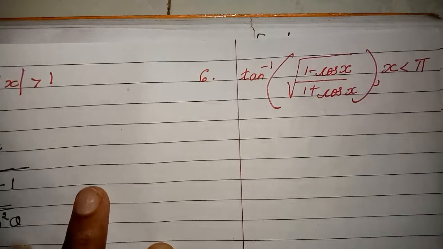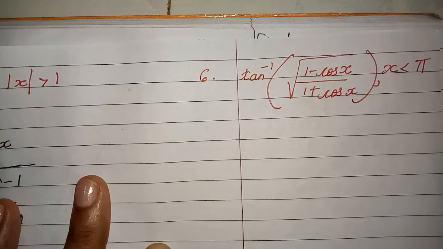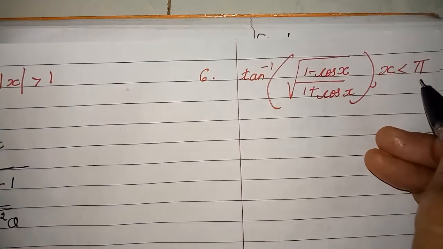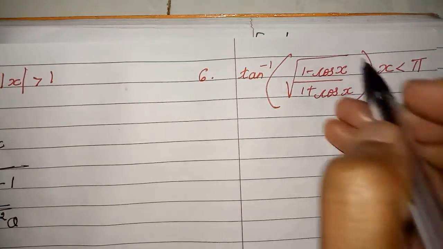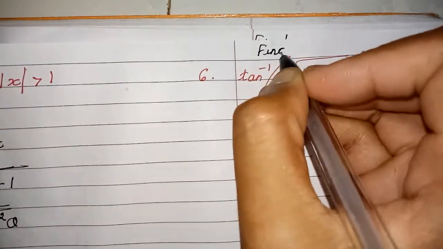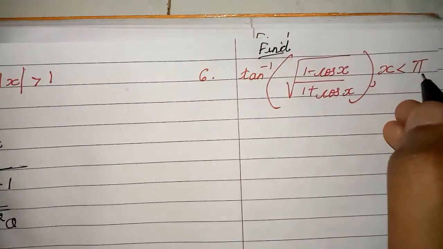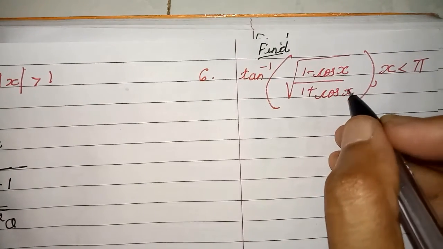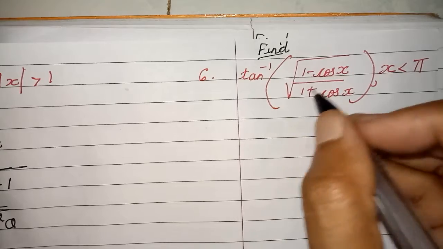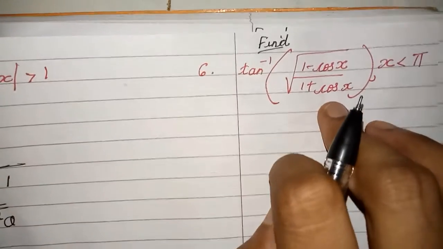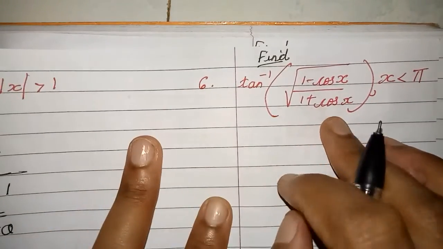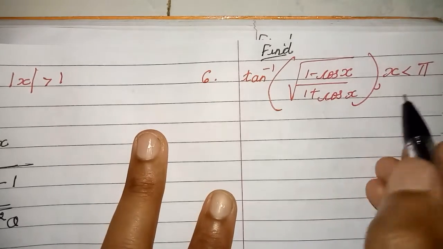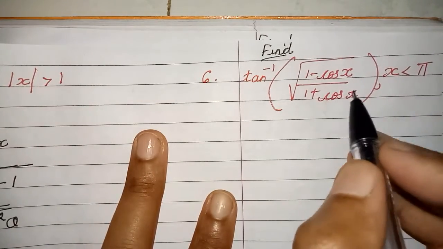Tan inverse of square root of (1 minus cos x) upon (1 plus cos x), where x is less than pi. You have to again find the value of this. Now x is less than pi because if x becomes pi, cos pi will be minus 1 and the denominator will be 0. So it is taken care of. Always remember, whenever a condition is given, it makes some sense here.